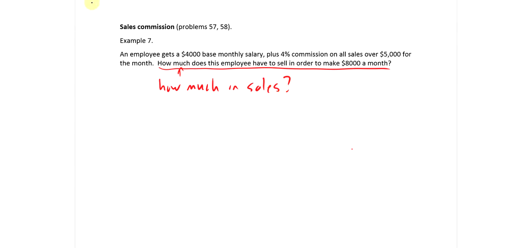Okay. Well, they need $4,000 in commission. Right? Because they get a base salary of $4,000, but they want to make $8,000. That means they better be making an extra $4,000 in commission. So, how much do they need to sell to get $4,000 in commission?